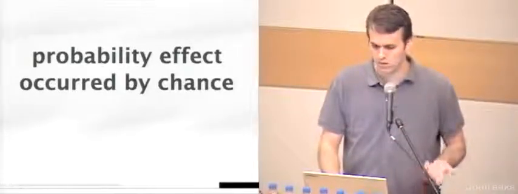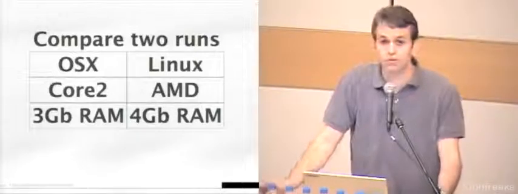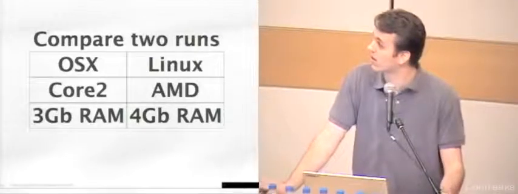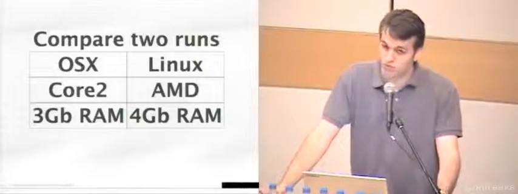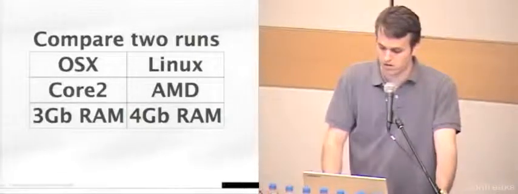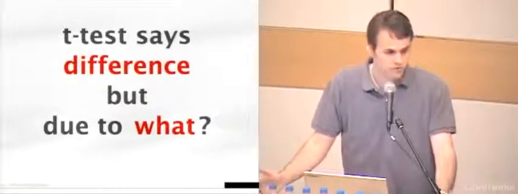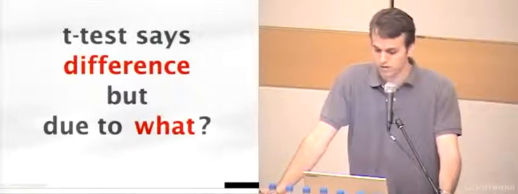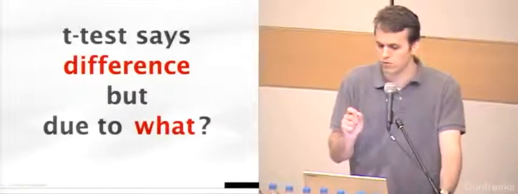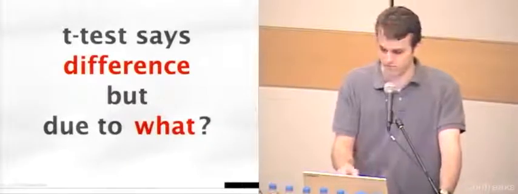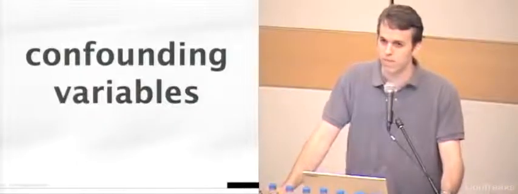So like in a performance test, let's say we compare two runs, and on one run I use my Mac, with a Core 2 Duo processor and 3 gigs of RAM, and for my other test, I use Linux, an AMD processor, and 4 gigs of RAM. Okay? So say I do those two runs, and I run through my t-test. The t-test says, yes, there is a difference between these two samples, but the t-test only tells you that there's a difference. It doesn't tell you what caused the difference. And so this is called confounding variables.